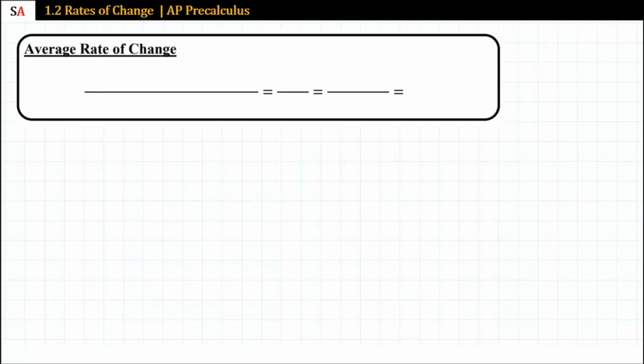So imagine you are driving a car. The distance from starting point to ending point, you covered some distance, right? Now take the change in distance over the change in time. This gives the change in distance over change in time, that is the average speed.